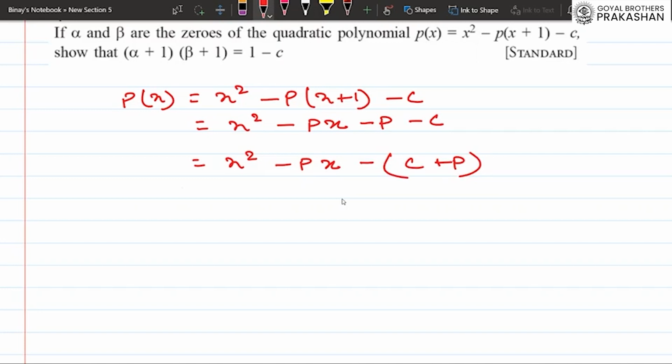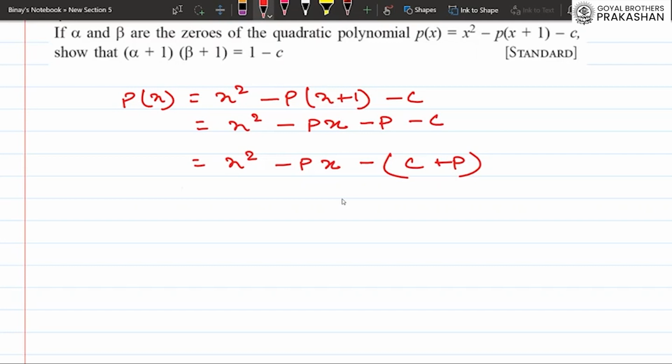So here the value of a, that means the coefficient of x square, is 1. The value of b, that is the coefficient of x, is minus p, and the constant term is obviously minus under bracket c plus p.